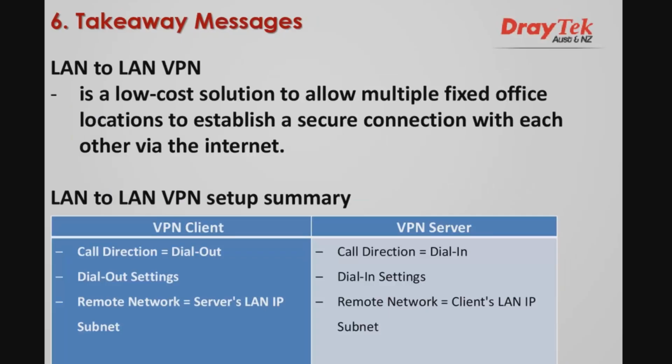Some takeaway messages. LAN-to-LAN VPN is a low-cost solution to allow multiple fixed office locations to establish a secure connection with each other via the internet. Here we have a summary of the settings for LAN-to-LAN VPN tunnel configuration. In VPN Client, the call direction is set to dial out and use the dial out settings menu, and the remote network is the server's LAN IP subnet. While VPN Server, the call direction is set to dial in and use the dial in settings menu, and the remote network is the client's LAN IP subnet.